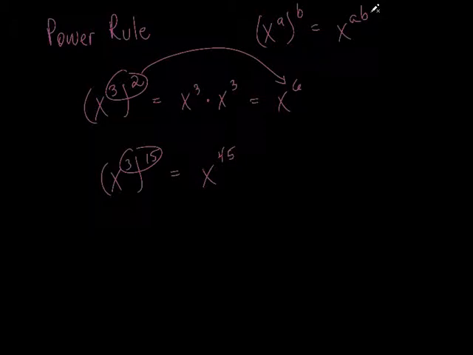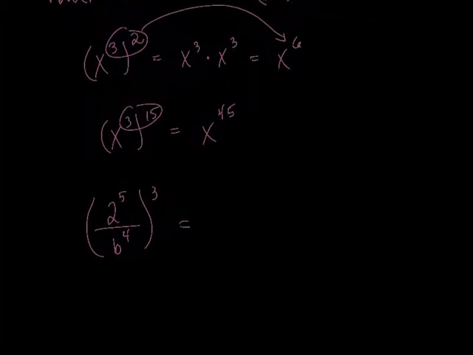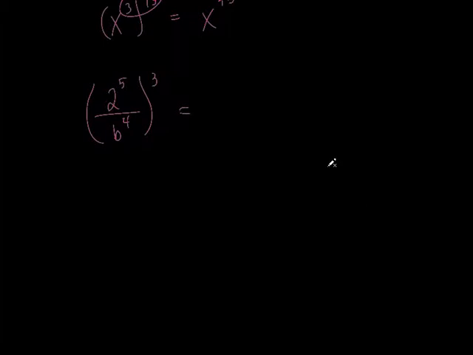All right. Let's do an example. We already did a little bit of an example here. Let's do one that's a little bit tougher. Watch this. 2 to the 5th over b to the 4th, and that is cubed. Look at that crazy thing. So what in the world are we going to do here? Some people might take 2 to the 5th and then simplify it, 2 times 2 times 2 times 2 times 2, and then take it to the 3rd. But I would just do it like this.